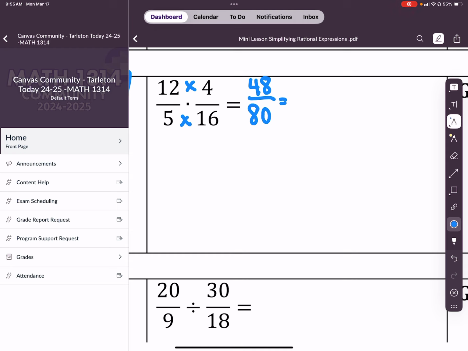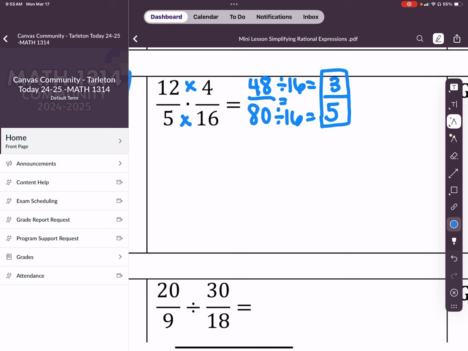Okay? And I'm going to reduce this. So just thinking off the top of my head, I think 48 can be divisible by 16. Yeah, we're going to divide by 16. Okay? So 48 divided by 16 gives me 3. 80 divided by 16 gives me 5. I meant 80 divided by 16, excuse me.